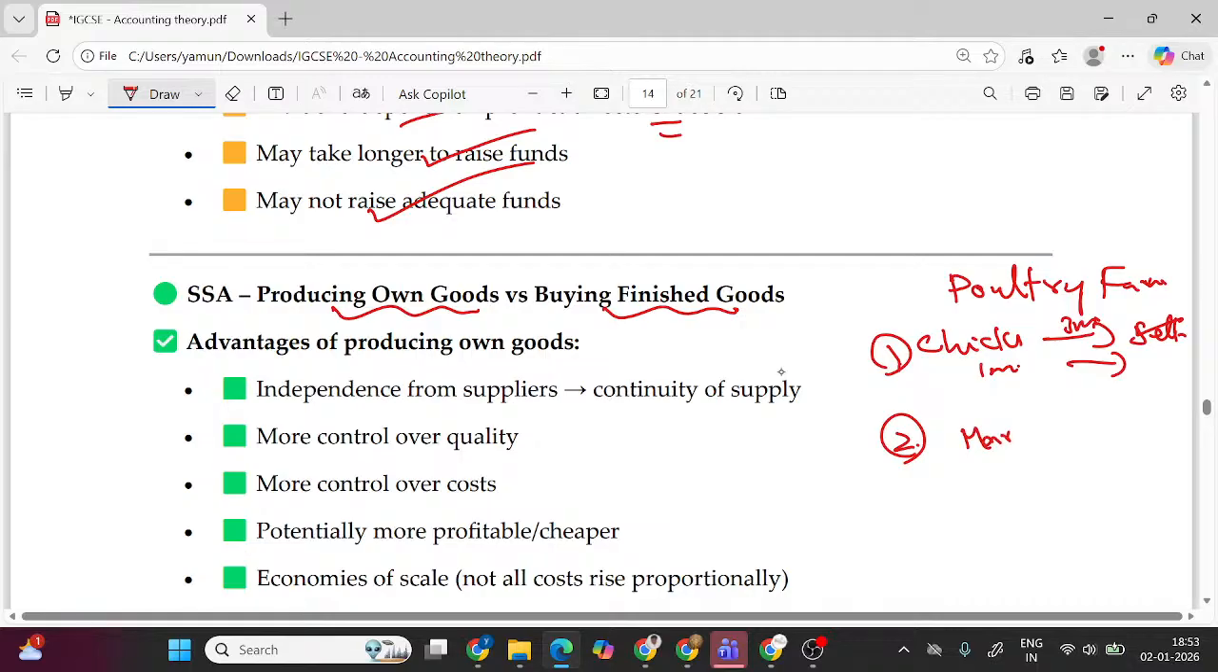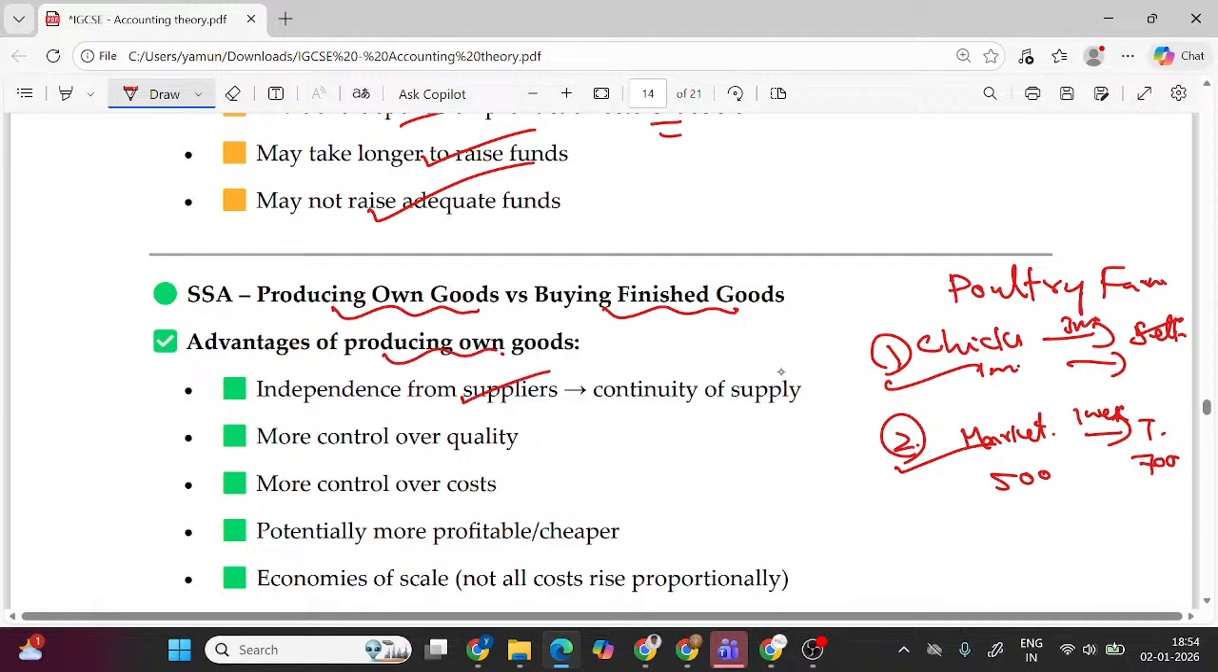You buy in one market for $500, and you sell it. Take it to another place within a few weeks' period. You sell it for $500, $700 immediately. So is this better or is this better? We'll check. Advantages of producing own goods.